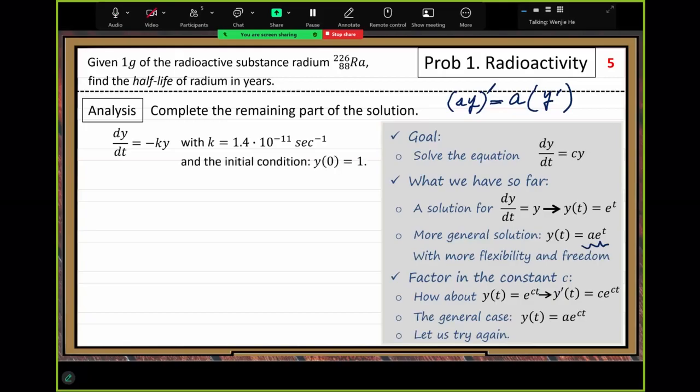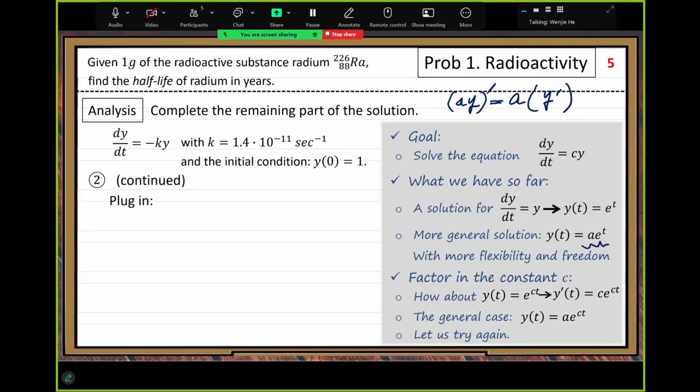Then the initial condition: the initial amount of radium is 1 gram. So y of 0 equals 1, 1 gram, the unit gram. So let's continue.